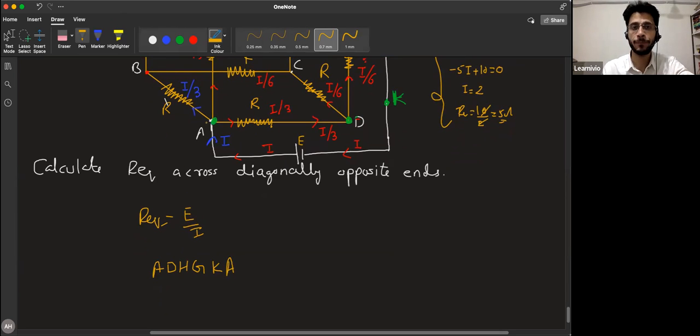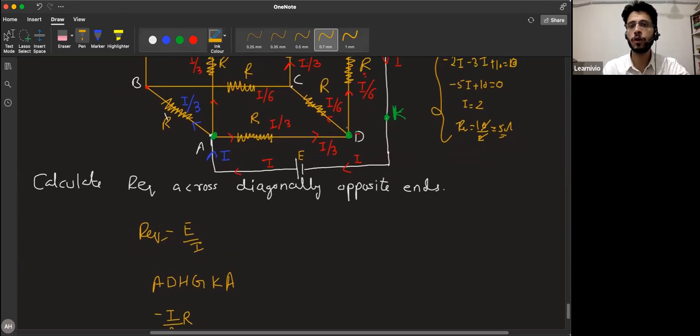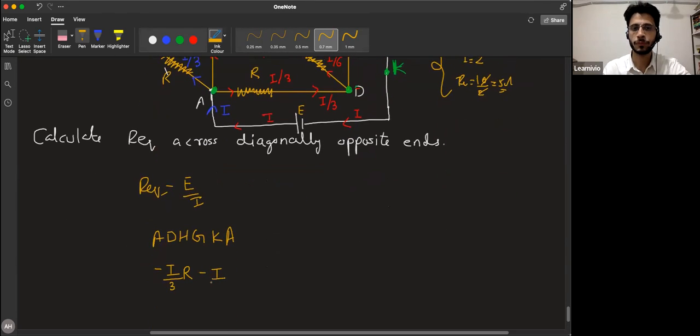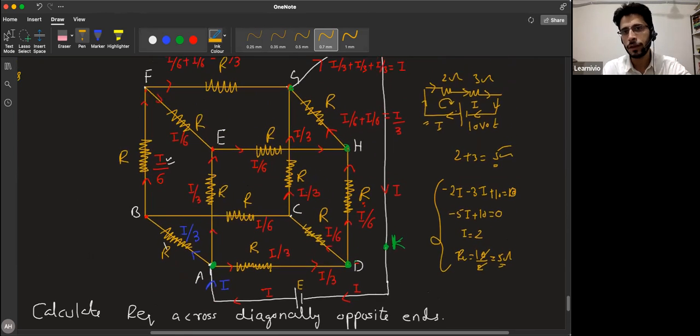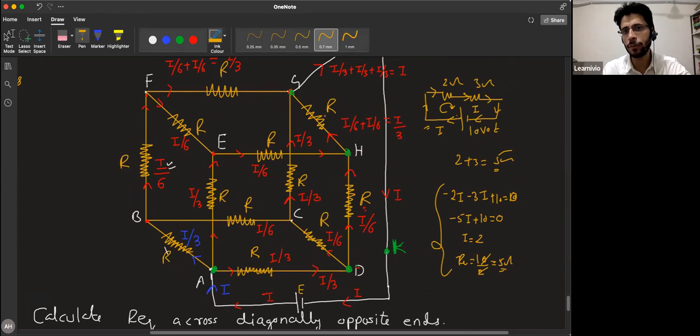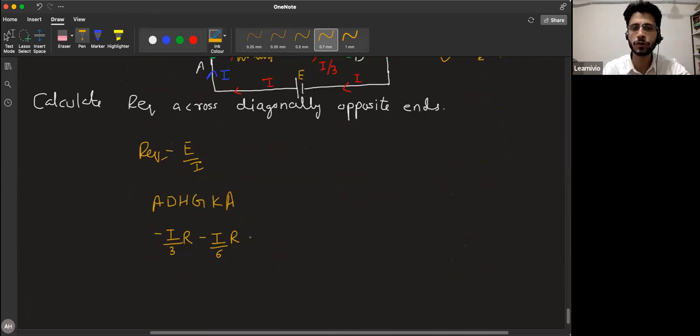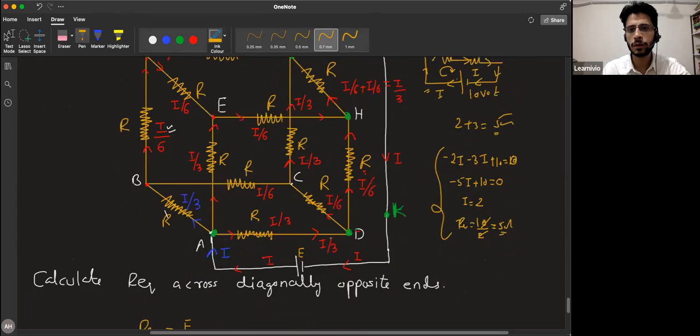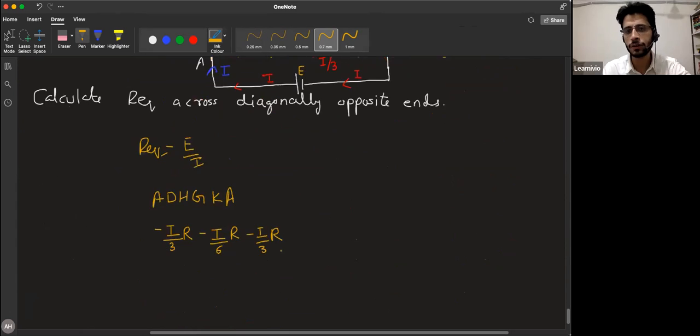Akshay, you will try. It's negative RI by 3. Negative I by 3R. Very good. Then we are going from D to H. What will be the voltage drop? Negative I by 6R. Then we are going from H to G. It's I by 3, it's R. You're going in the direction of current, so it's minus I by 3R. Then it's E. Lower to higher, it's a rise, plus E equal to 0.